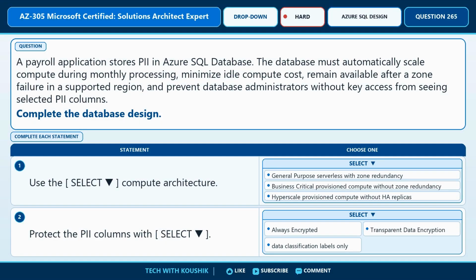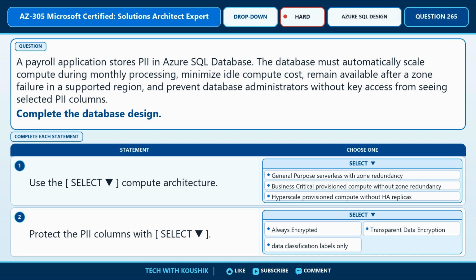Review question number 265 carefully. Take extra care here because this is a hard question. Consider the following scenario. A payroll application stores PII in Azure SQL Database. The database must automatically scale compute during monthly processing, minimize idle compute cost, remain available after a zone failure in a supported region, and prevent database administrators without key access from seeing selected PII columns.